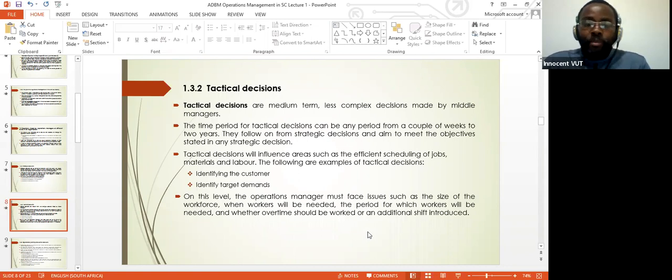So on this level, the medium-term level of tactical decisions, the operations manager must face issues such as the size of the workforce, when workers will be needed, the period for which workers will be needed, and whether overtime should be worked or an additional shift introduced. These are the issues that the operations manager should face on the medium-term level when making tactical decisions.